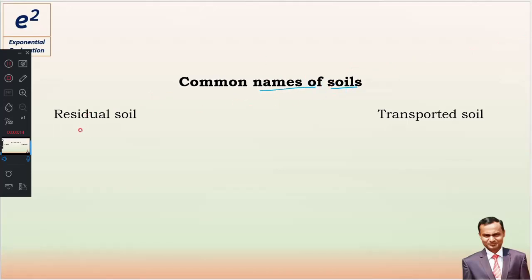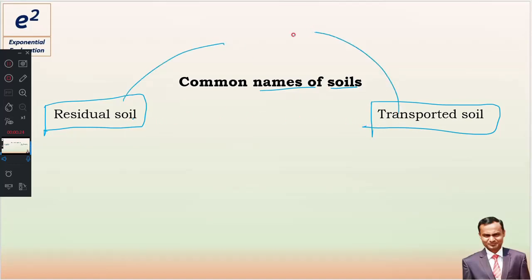This is a very important 1 mark question they may ask in the exam. As I told, the residual soil and the transported soil are divided based on the parent rock position. If the soil formation has happened and the soil is near to the parent rock, then that soil is called a residual soil. And the soil that is away from the parent rock, transported by any means, it might be wind, water, or human action, is called a transported soil. Very easy to remember.